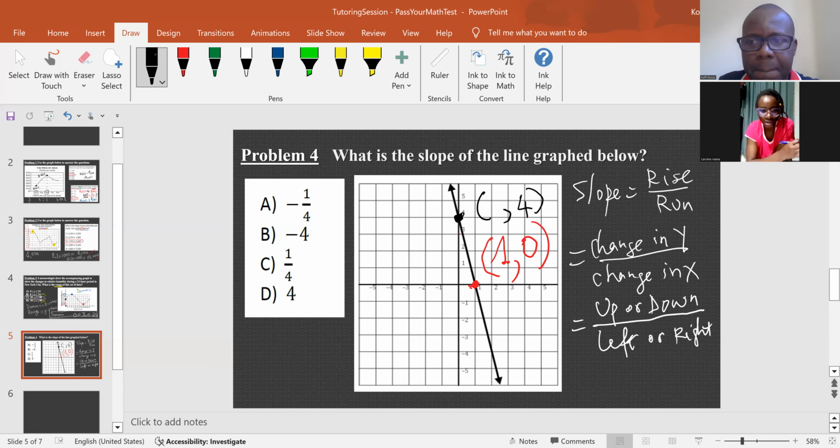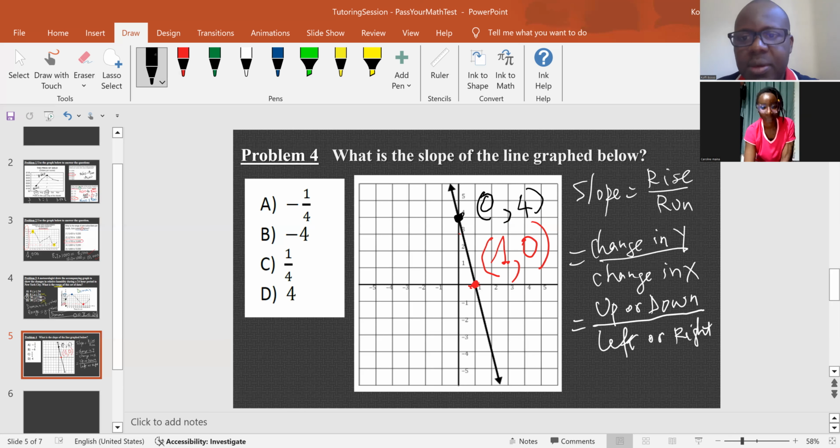It will be same as 0. Exactly. Yes, that's 0. So the X value for this black point is 0. The Y value for the black point is 4. But the X value for the red point is 1. And the Y value for the red point is 0. Okay, now we want to find the slope, right?